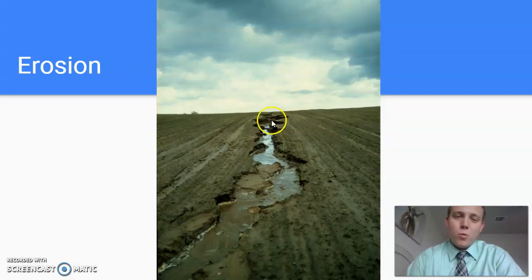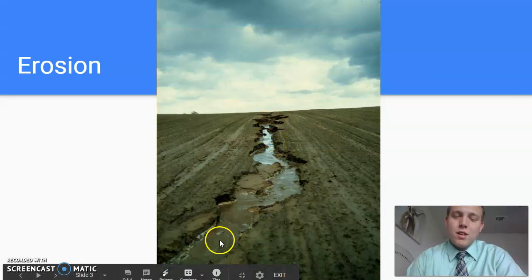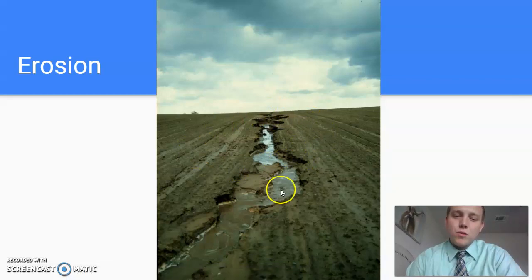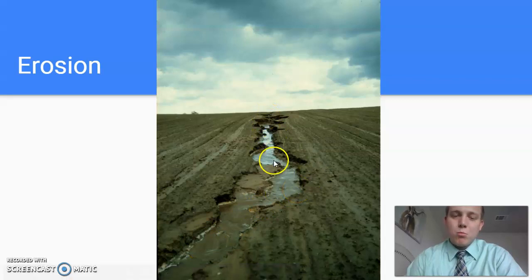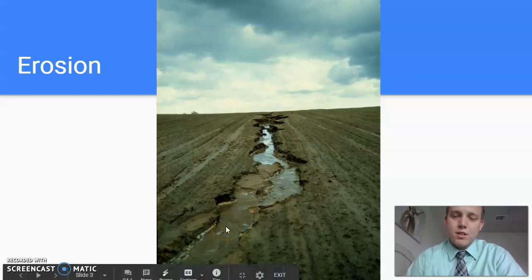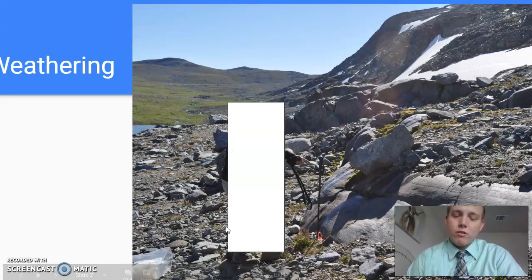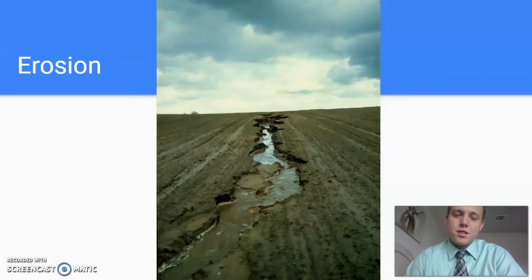Erosion is when wind and water carry away the sediment to a different place. So in this example here in this picture, we have dirt being moved by the water. The soil is taken away by the water. The soil doesn't magically disappear. It is going down with the water into a different place and deposited in a different place. So erosion is the moving of the sediment. Weathering is the breaking down of the rocks, and the erosion is when the rocks and soil are moved.